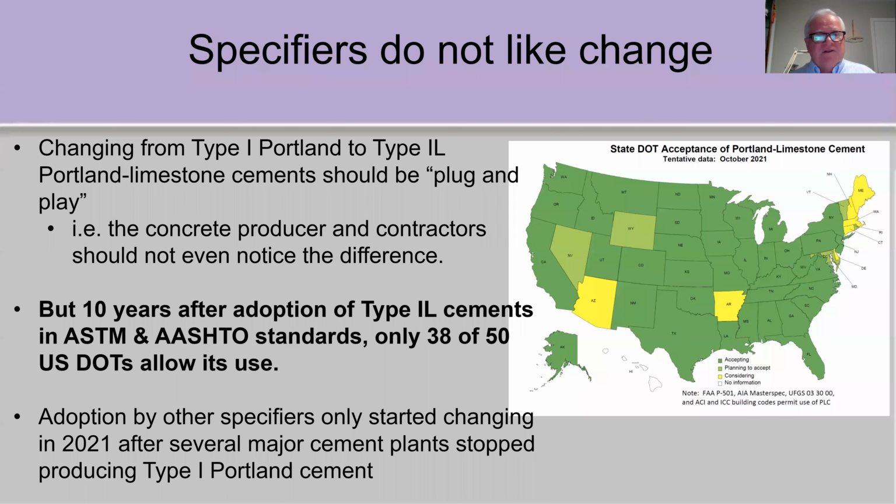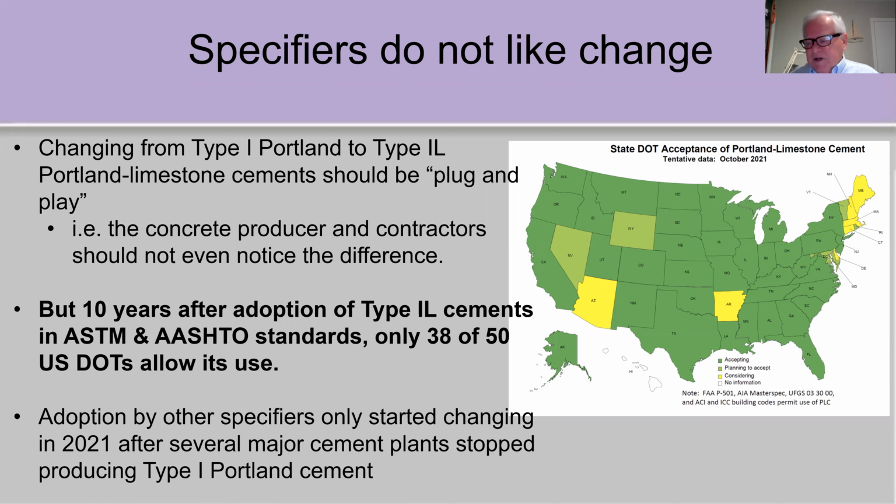Okay, so what are the barriers to these simple things? Some of them involve specifiers who don't like change. Most people don't like change. They're doing what they've always done, and they like to do it that way. But something like Portland limestone cement, which should be plug and play, and nobody should know the difference, the producer or the contractors, after 10 years in the United States, there's still a lot of specifiers that will not specify it.